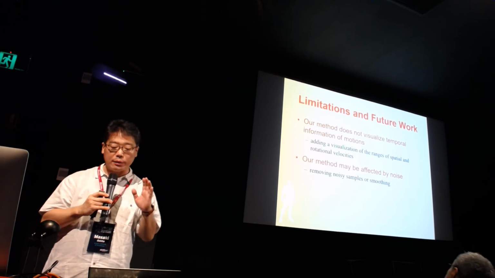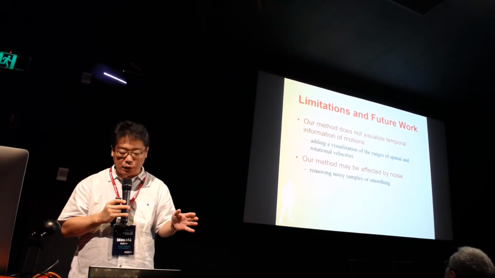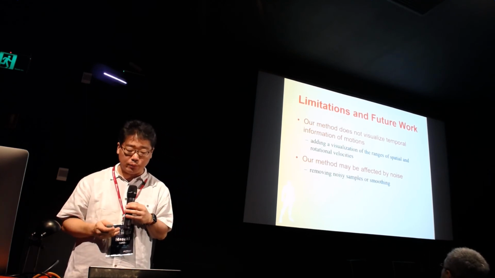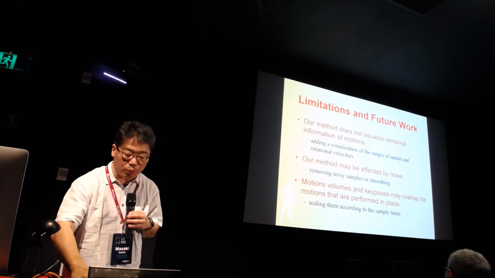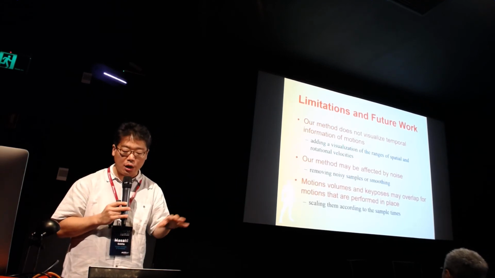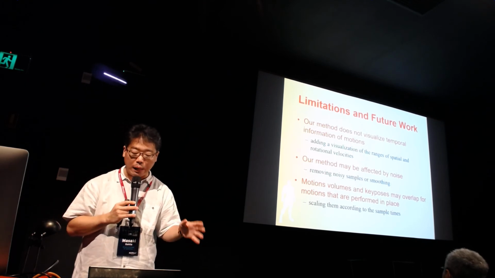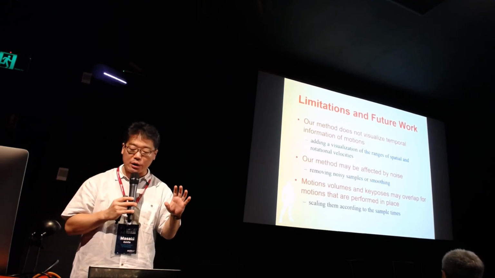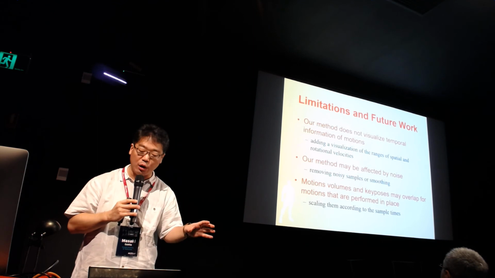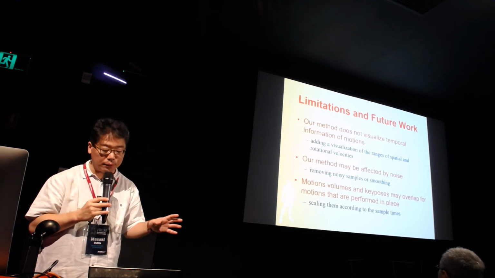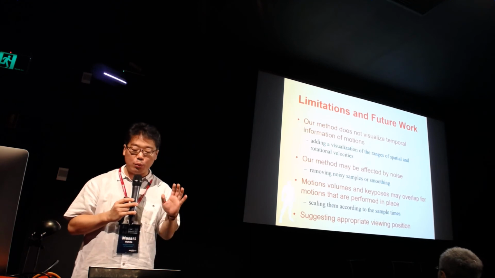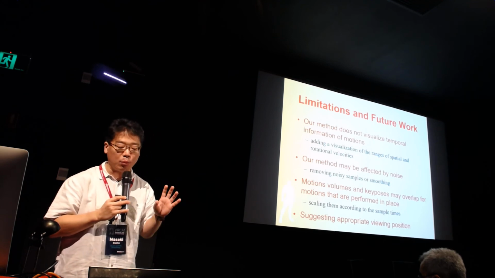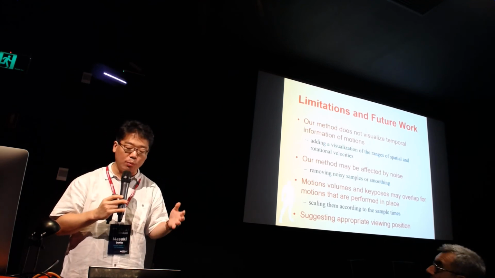If the input dataset contains such noise, we can include some pre-processing for removing noisy data or post-processing for smoothing the generated geometry. And when motions are performed in place and have small translations, motion volumes and the key poses may overlap at one position and may be difficult to see. So this issue can be solved by deforming the shapes and placing the key poses in a translated position by scaling them according to the sample times. In addition, our future work includes suggesting appropriate viewing position so that users can see the important point in the motion volumes, maybe where the distance between two manifolds is large.